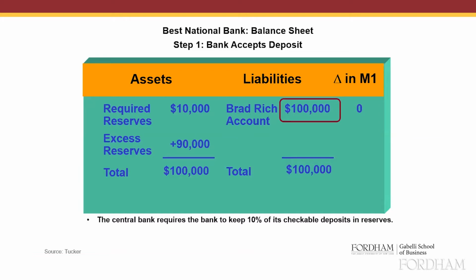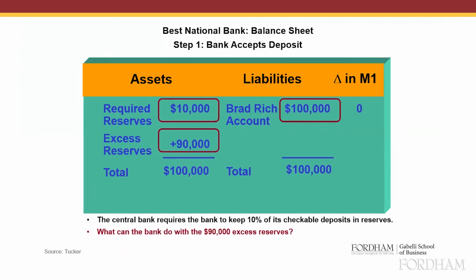The central bank requires the bank to keep 10% of its checkable deposits in reserve. So Best National Bank puts aside $10,000 as required reserve. What can the bank do with the $90,000 excess reserve? The answer is that they can lend the money out.